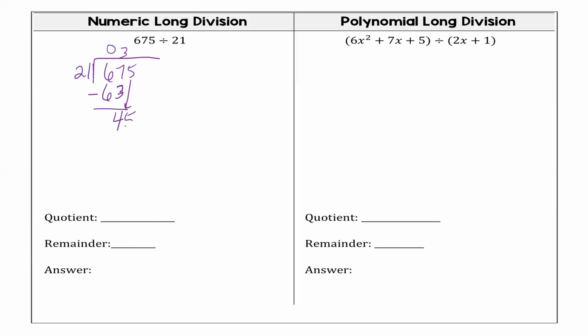Then we're going to bring down and repeat again. All right? 45. How many times does 21 go into 45? Twice. And then we multiply. 2 times 21 gives us 42. And then we subtract and we get 3. So we have a remainder of 3. Our quotient is 32. Our remainder is 3. So our answer is 32 and 3 out of 21.